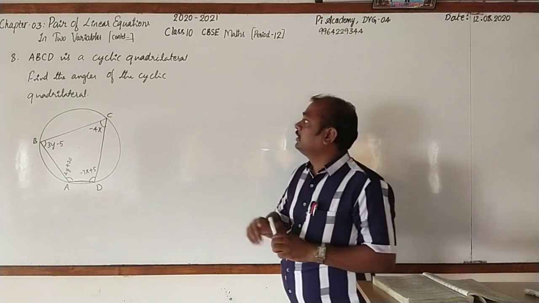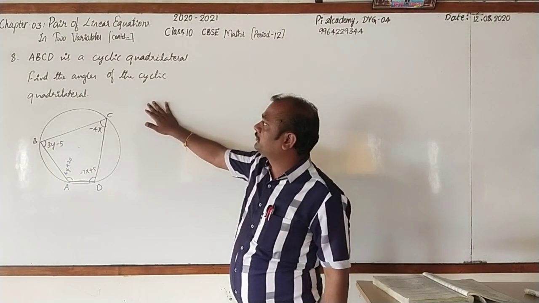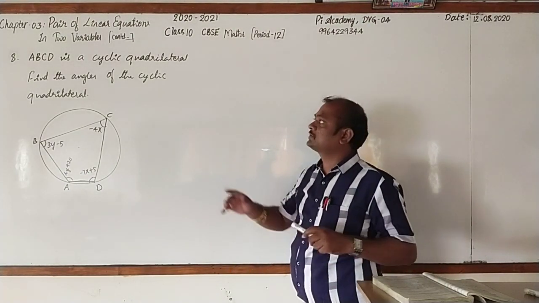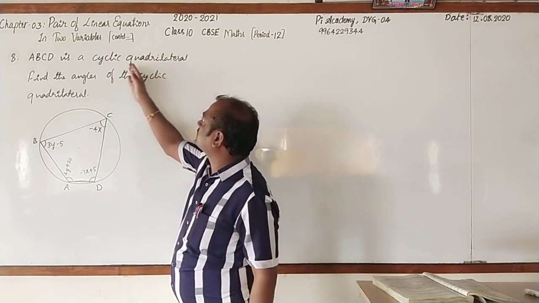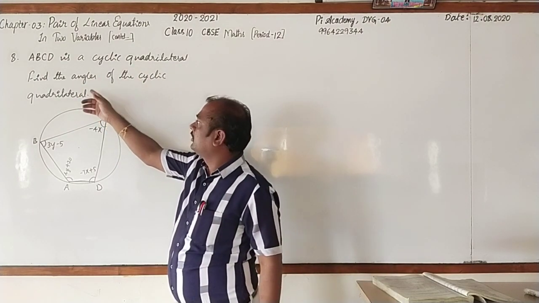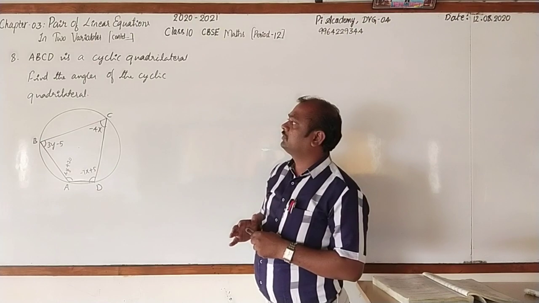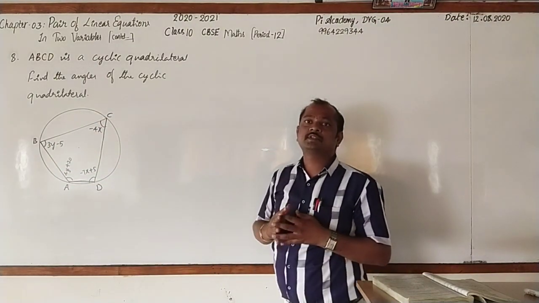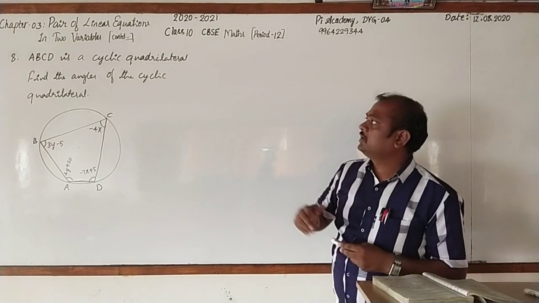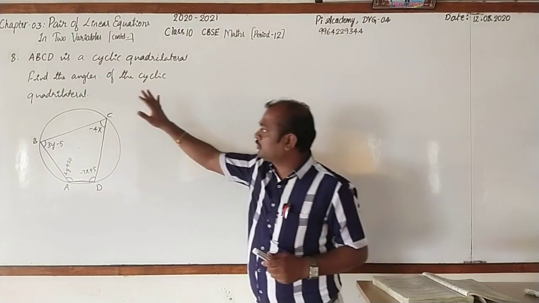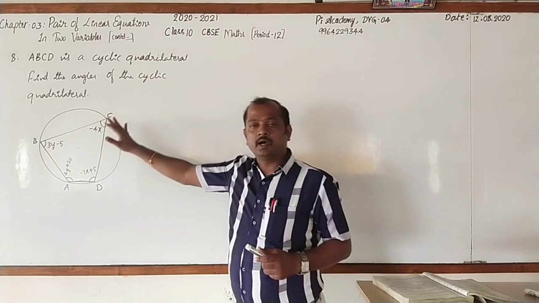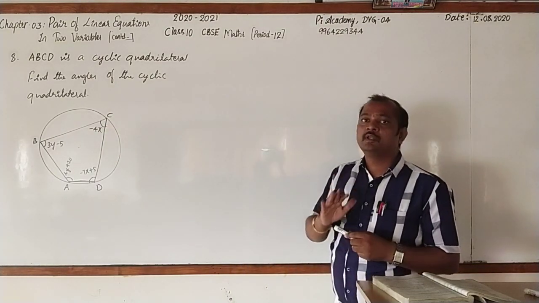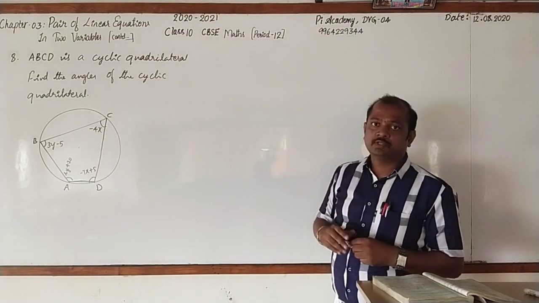Dear students, please go through this eighth one. The statement has been given like this. ABCD is a cyclic quadrilateral. Find the angles of the cyclic quadrilateral. And they have given the figure of the cyclic quadrilateral. Pausing the video, please go for writing this completely. Afterwards, we will go for solving. Hope that you have finished.